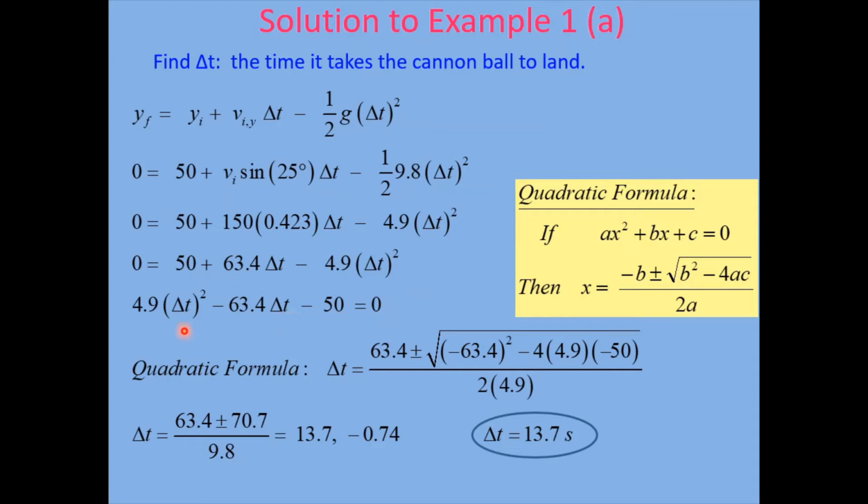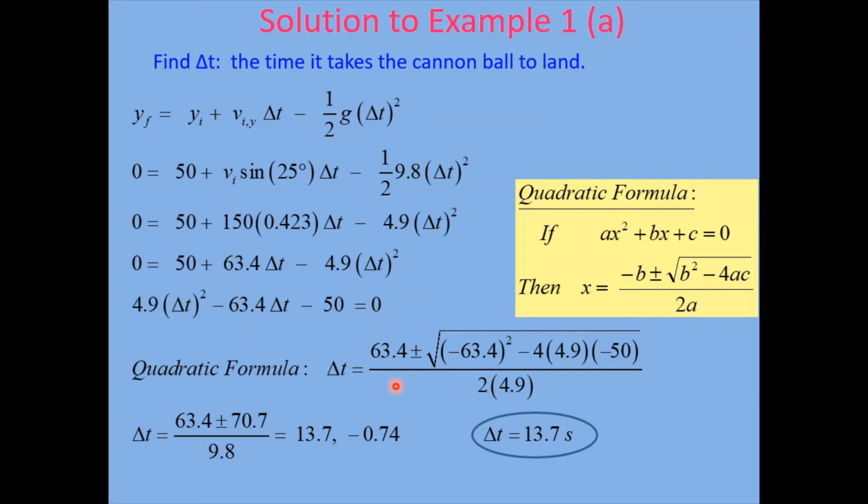Our goal, of course, is to solve for delta t, the time. Well, the only way to do this is to use the quadratic formula, because this is a quadratic equation. So remember the quadratic formula from math class. If we have an equation that looks like ax squared plus bx plus c equals 0, then x is equal to the opposite of b plus or minus the square root of b squared minus 4ac, all over 2a. And of course, here our x is our delta t.